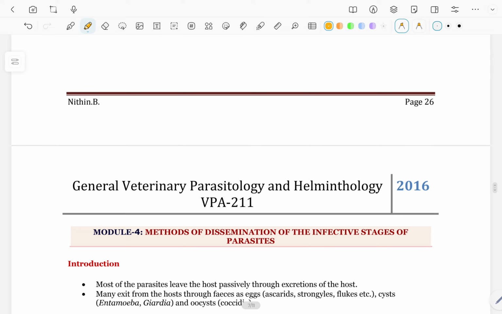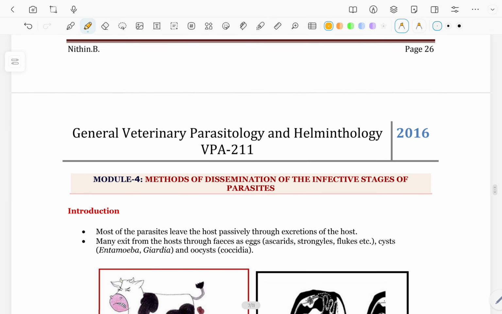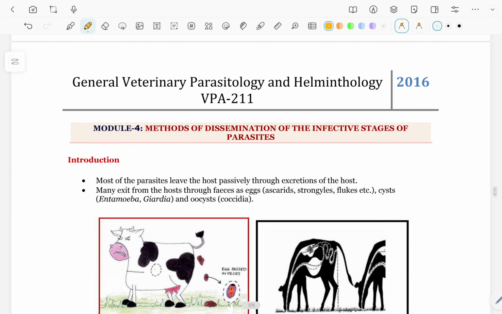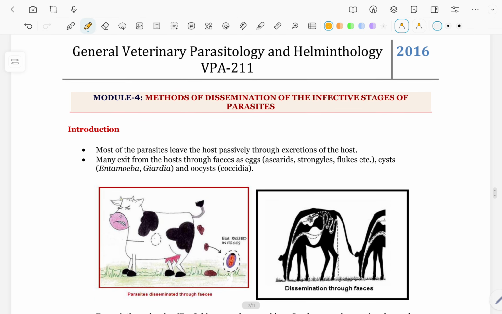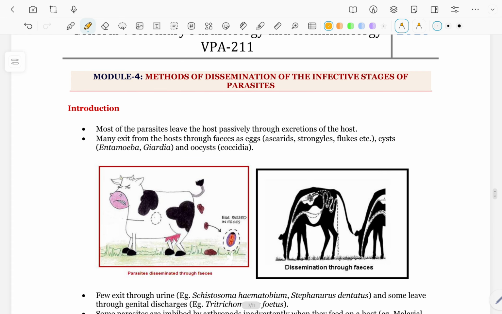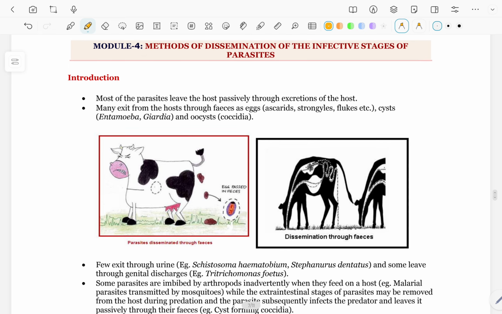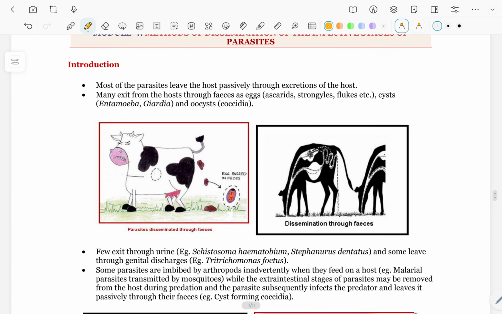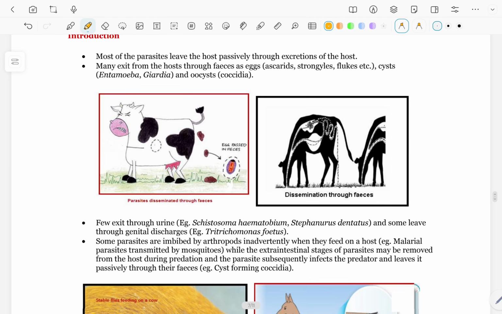Module 4. Method of dissemination of the infective stage of parasite. Introduction. Most parasites leave the host passively through excretion. Most exit from the host through feces as eggs of Ascaris, Strongylus, flukes, etc., cysts of amoeba and giardia, and oocysts of coccidia.